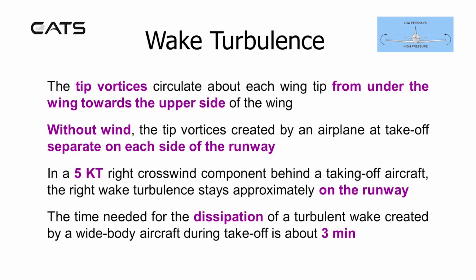The tip vortices circulate about each wingtip from under the wings towards the upper side of the wing. Without wind, the tip vortices created by an airplane at takeoff separate on each side of the runway. In a 5-knot crosswind component behind a taking off aircraft, the right wake turbulence will stay approximately on the runway.